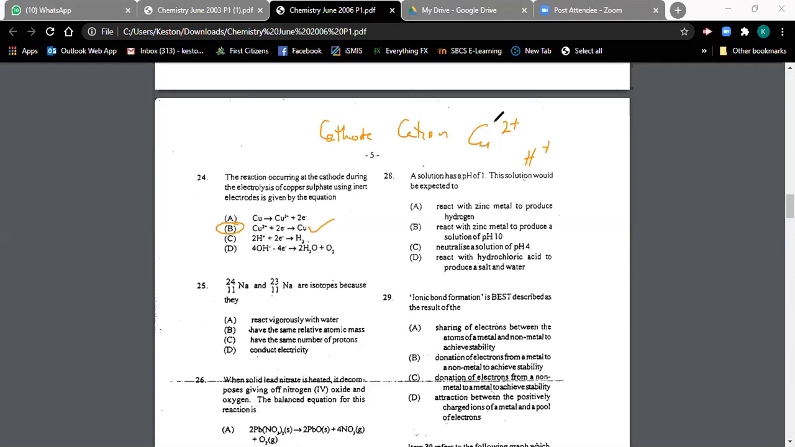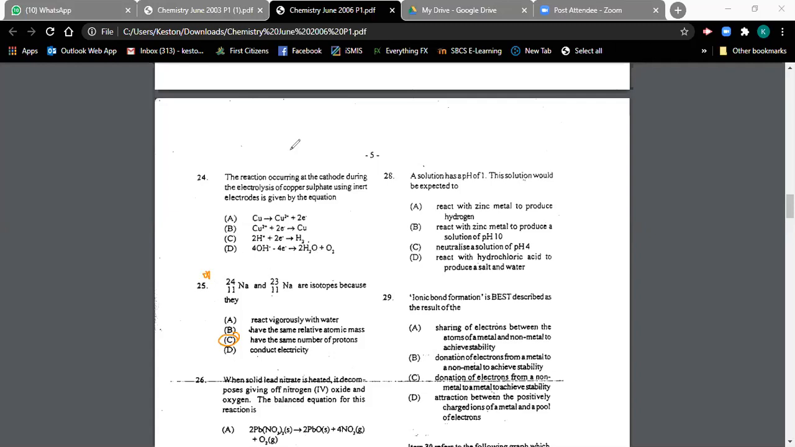Very good. 25. These two things are isotopes because of what? This is another question that is repeated. They have the same number of protons. Yep, you're correct. They take a different route with this question, so pay attention to this.